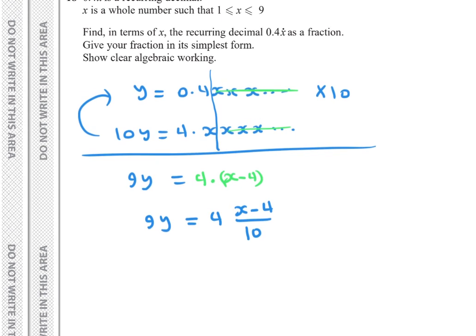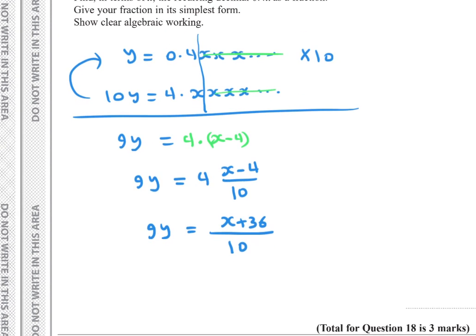You can write this mixed number as a fraction. So 4 times 10 is 40, plus x minus 4. So 40 minus 4 is 36. So (x plus 36) over 10 equals 9y. So divide by 9, divide by 9. So y equals (x plus 36) over 90.